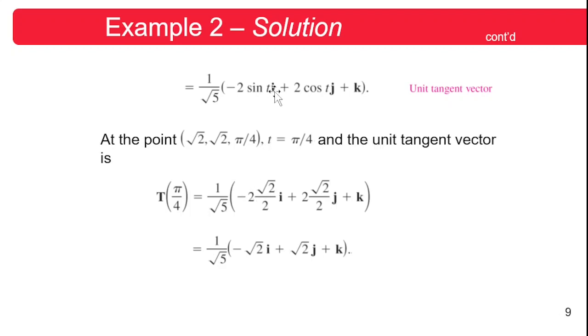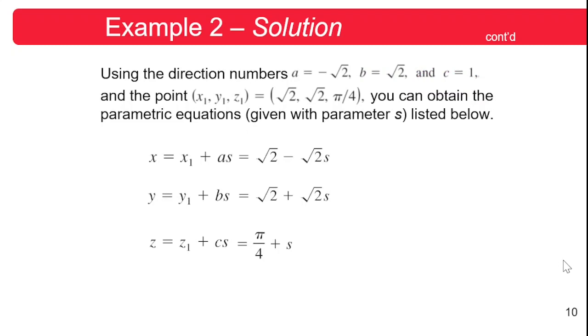So we have negative 2 times sine of π/4, which is √2/2, times i, plus 2 times cosine t, but if t is π/4, cosine of π/4 is also √2/2, times j plus k. Because 2 is common, you cancel this out. So you have negative √2 i, plus, cancel this out, √2 times j plus k, divided by √5. So the unit tangent vector at t equal to π/4 is 1 over √5 times negative √2 i plus √2 j plus k.